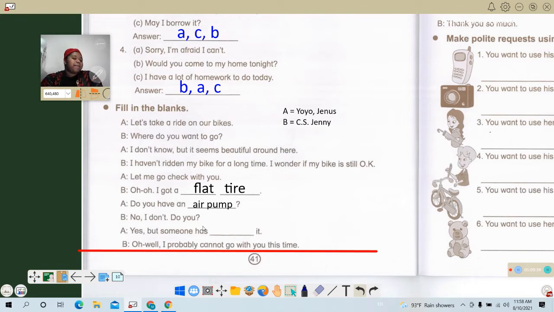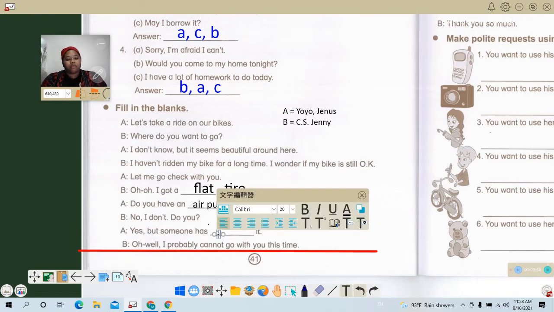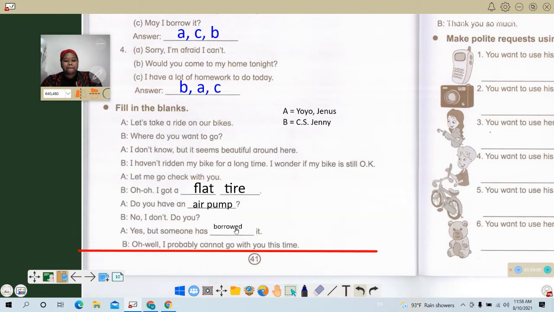Has. So that means it's past participle. So what is the verb here? Is it borrow? Borrowed? Okay. We can have here borrowed. What is another one? If it's not borrowed, what can happen to your air pump? If you don't have it, someone borrowed it. What else?